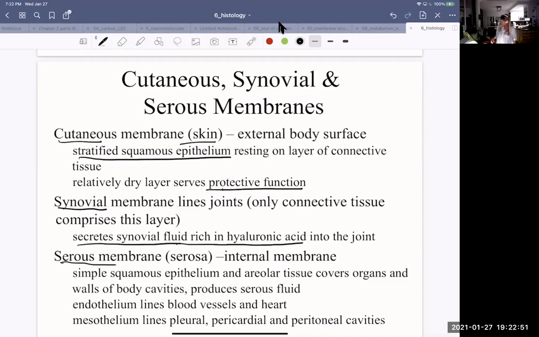A serous membrane, the serosa, is the internal membrane. It's simple squamous epithelial tissue and areolar tissue. It covers organs, it covers the walls of the body cavities, and produces a serous fluid, a thin, watery fluid. The serous membrane, called the endothelium, lines blood vessels in the heart, and the mesothelium lines the pleural, pericardial, and peritoneal cavities. That's the lungs, the heart, and the abdomen.